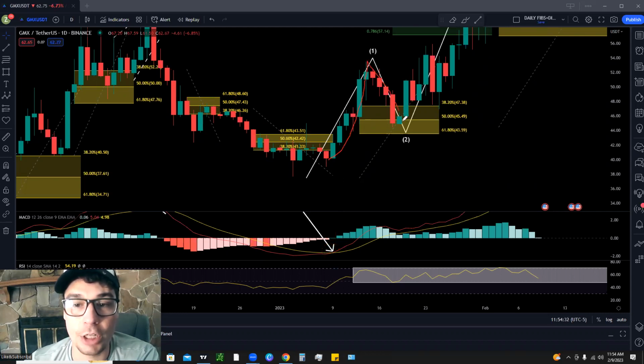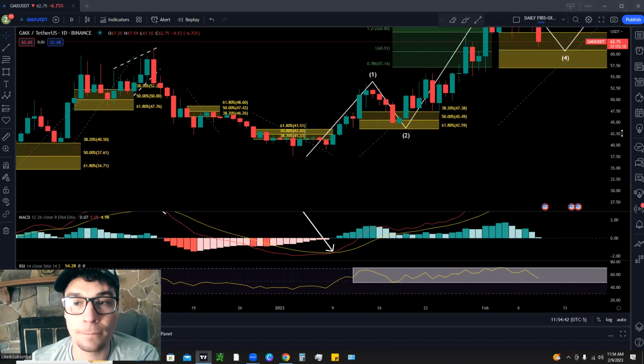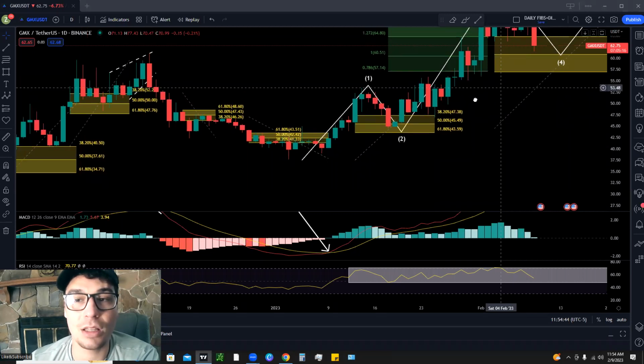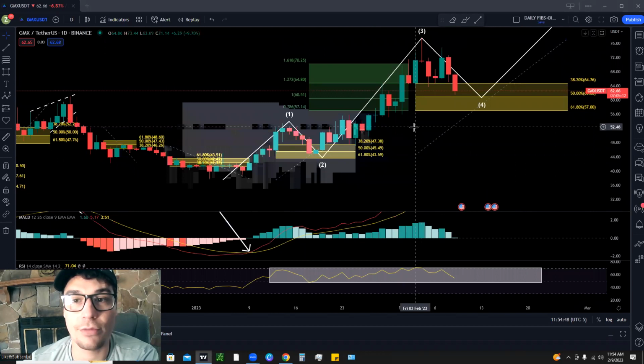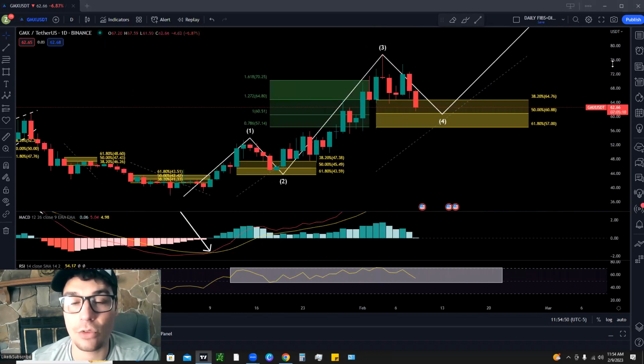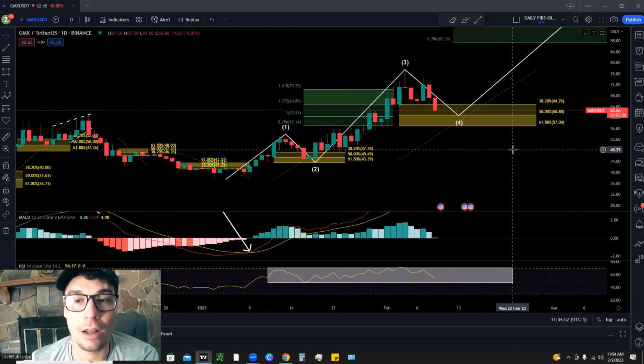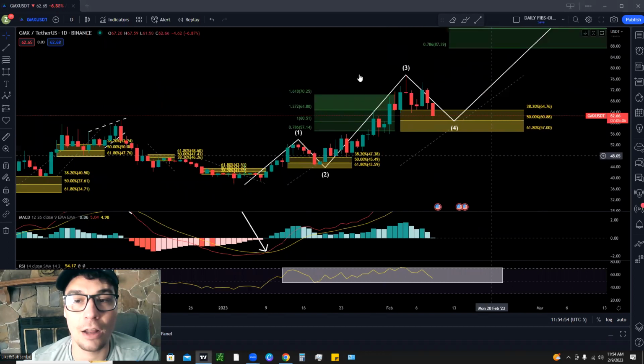Okay, and then we retraced, and look at how we retraced and held our Fibonacci support retracement levels, right? We held above the 61.8, and we ended up getting a very strong impulsive wave 3. Your wave 3 is going to be the largest wave, right? So wave 3 is going to be bigger than your wave 1 and your wave 5. That's how you can tell if you're in an impulsive 5-wave structure.